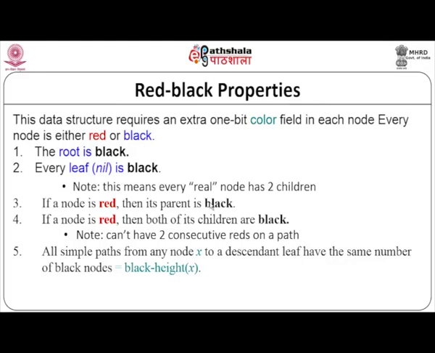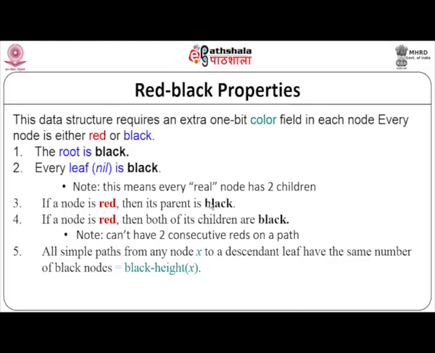So, all paths from any node X to the leaf in a red black tree will have the same number of black nodes. This is called the black height of X. Okay. So, if you take a node, all paths to the leaf should have the same number of black nodes, and that number of black nodes is called the black height of that particular node X.